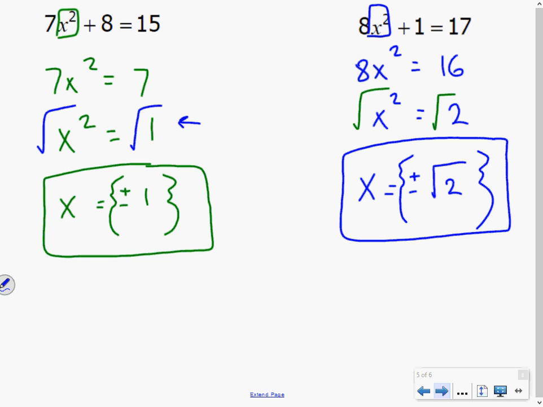So again, the square rooting method is very easy to use, as you can see here, but it only works if we are missing the bx from the standard form of a quadratic equation. So it's not always going to work. But when you have quadratic equations that look like the ones on the board, it's a very quick and easy method for solving that equation.